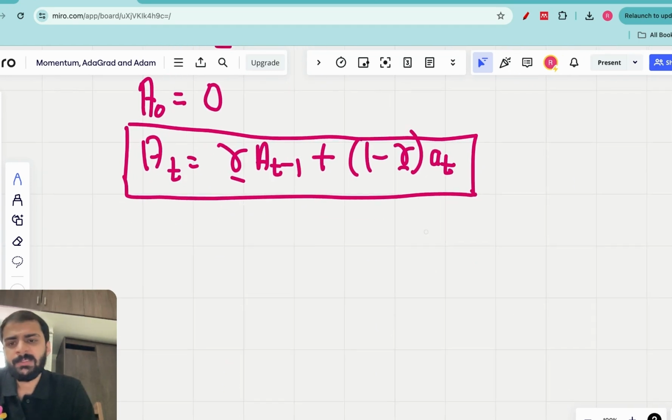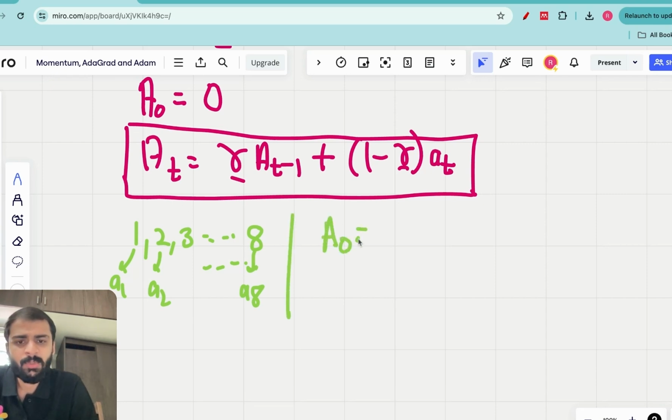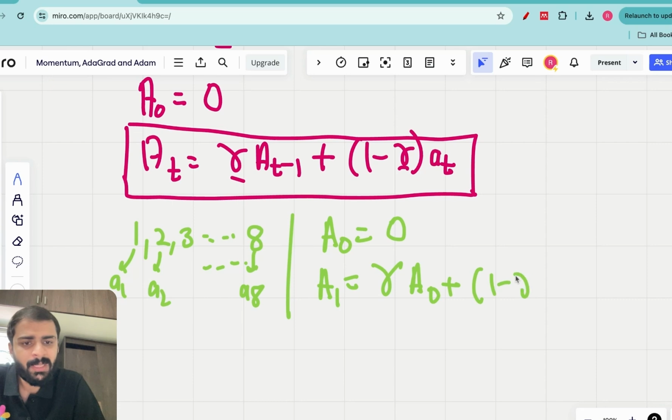So let us take numbers. Let us take numbers as 1, 2, 3, dot dot dot up to 8. So let's say this is my a1, this is my a2, dot dot dot, this is my a8. So let us start calculating these moving averages. A0 is equal to 0, so that is already mentioned. Let us calculate capital A1. So capital A1 is gamma times A0 plus (1 minus gamma) times a1. And for now here I am going to say, let's say gamma equals 0.9.